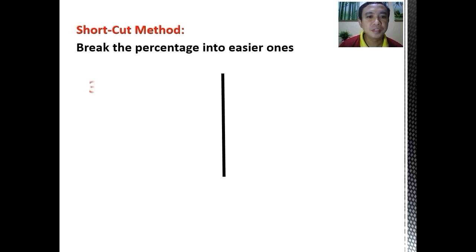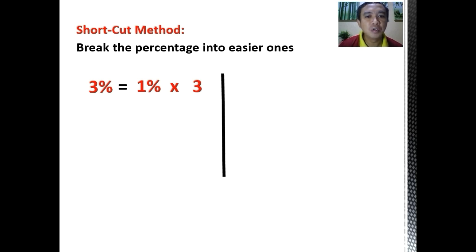Now, the key to this technique is your ability to break the percentage into easier parts so that you can automatically get the answer by simply moving the decimal point. Let me illustrate to you. Now, since 3% is a bit difficult to multiply to a number, we can write 3% as 1% times 3.